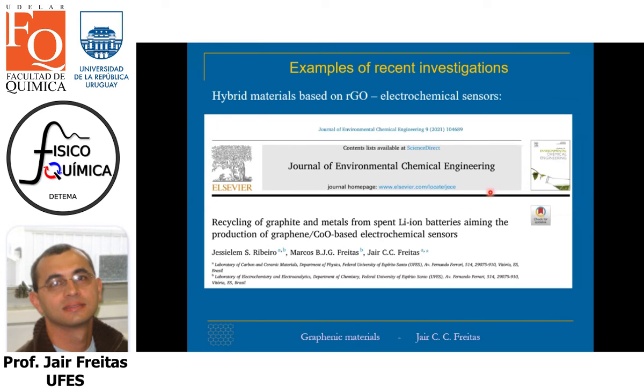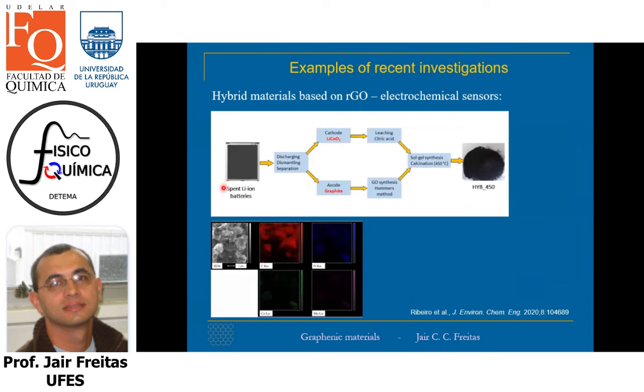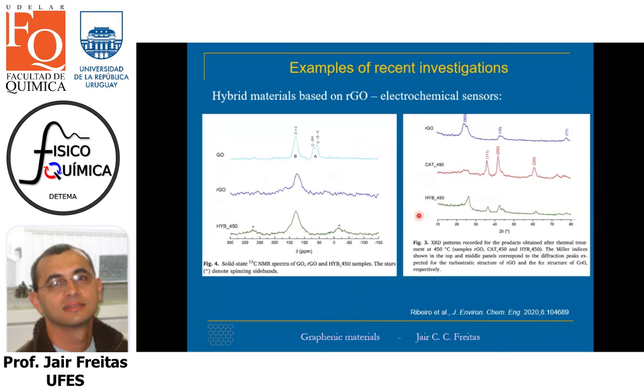I'm going to show another example in the field of electrochemical sensors. This work was produced by one of my former students. She used spent lithium-ion batteries to recover graphite from the anode and lithium cobalt oxide from the cathode. And after some processing, she produced a hybrid material that was also used as an electrochemical sensor. We did a thorough characterization of the material. These are the solid-state NMR spectra of the GO produced from the recycled graphite, the RGO, and the hybrid material. You can see that in the case of the hybrid material, all carbon atoms have the same chemical environment. These are sp2 carbon atoms.